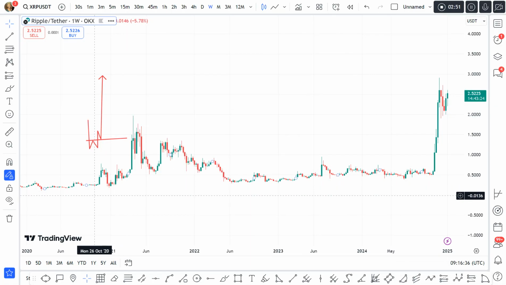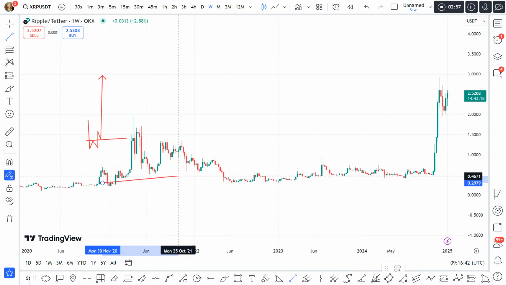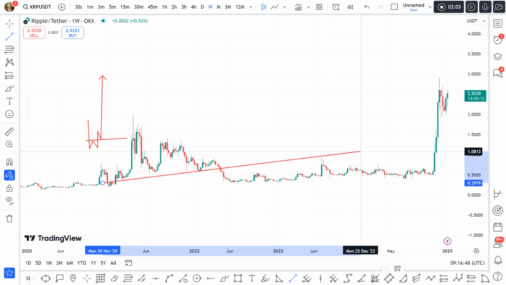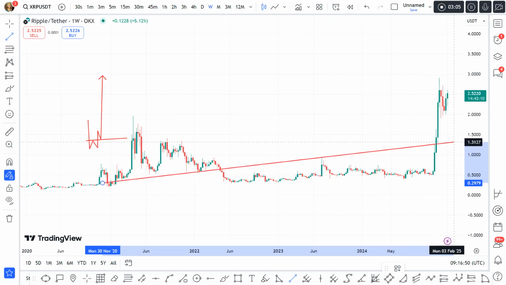And let's go to the chart to see what that W structure on the weekly time frame has done. The neckline broken, retest 1, retest 2, another retest 3, another retest 4, and let's keep it until we have a break of structure.